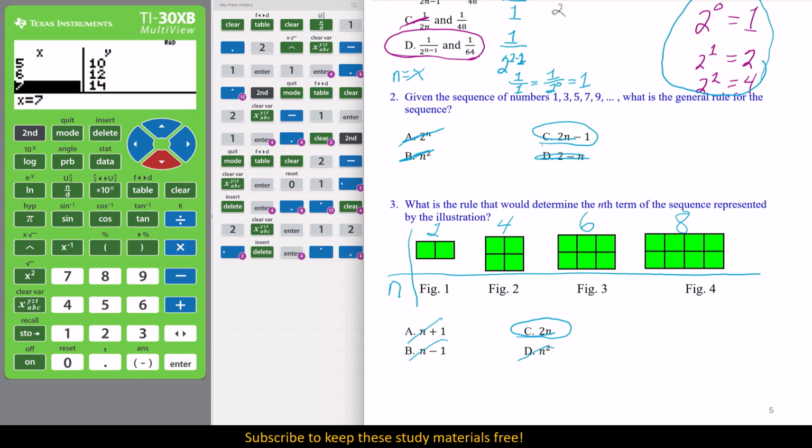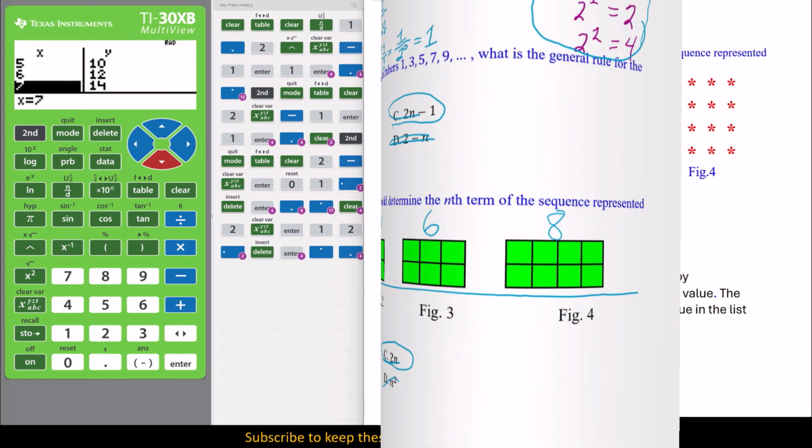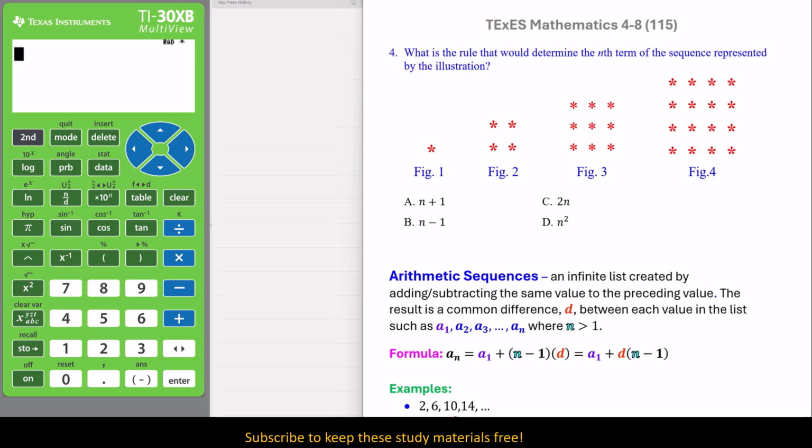Let's go to number 4. What is the rule that would determine the nth term of the sequence represented by the illustration? So with figure 1, we have 1 star. Figure 2, we have 4. Figure 3, we have 9. Figure 4, we have 16. All right, so let's create our little table here.